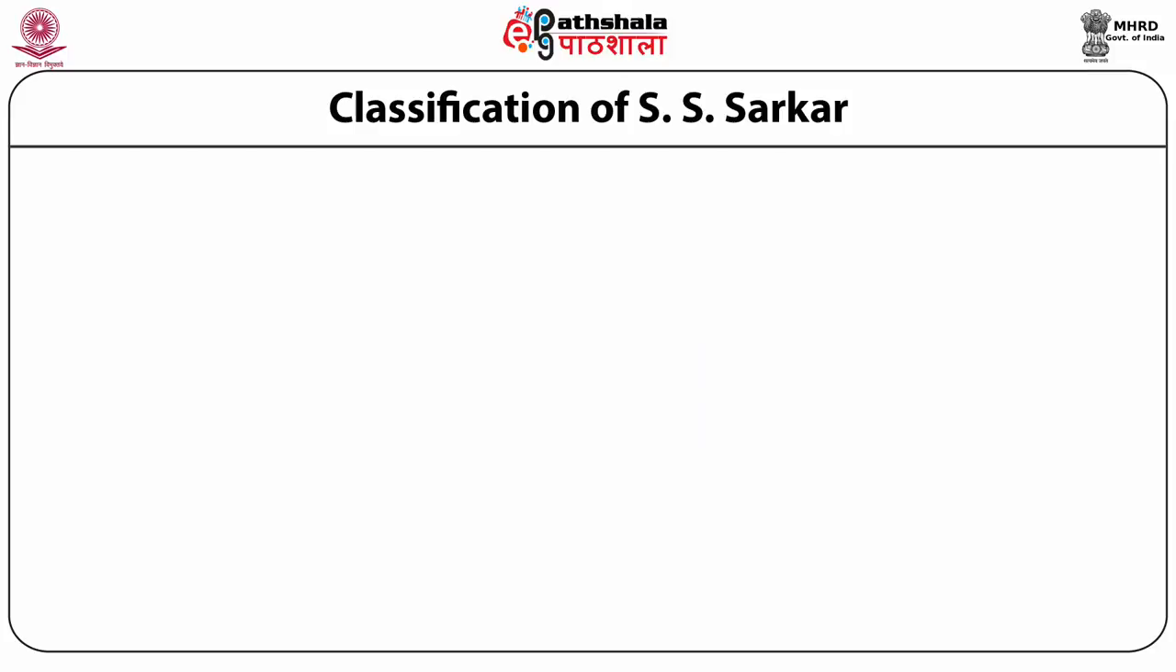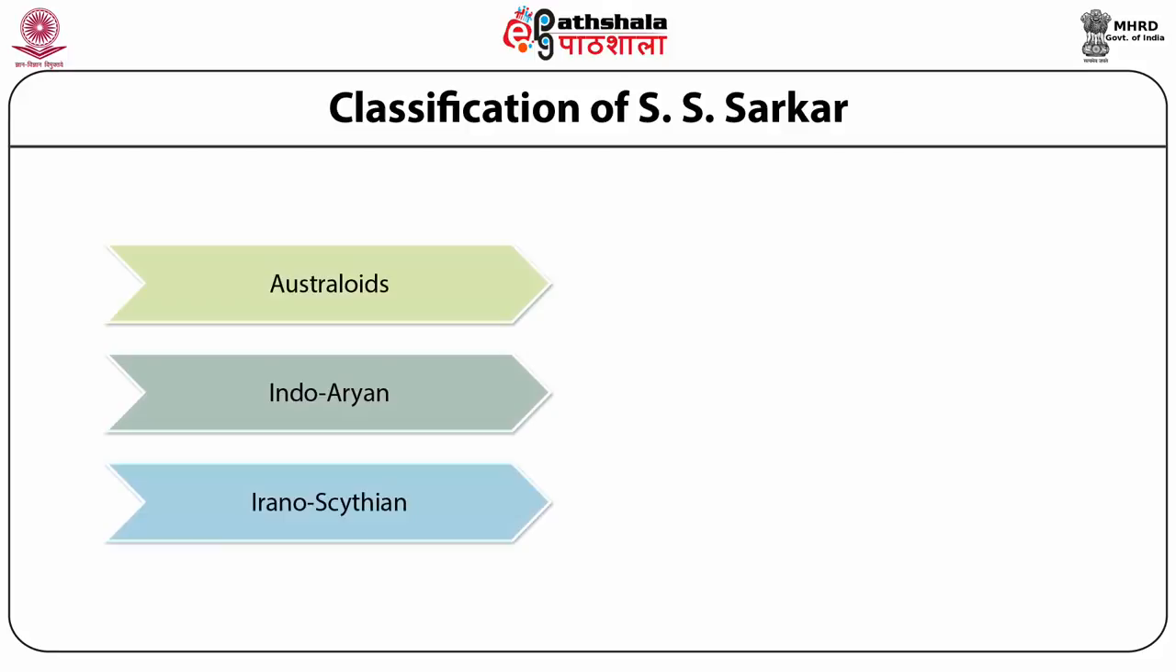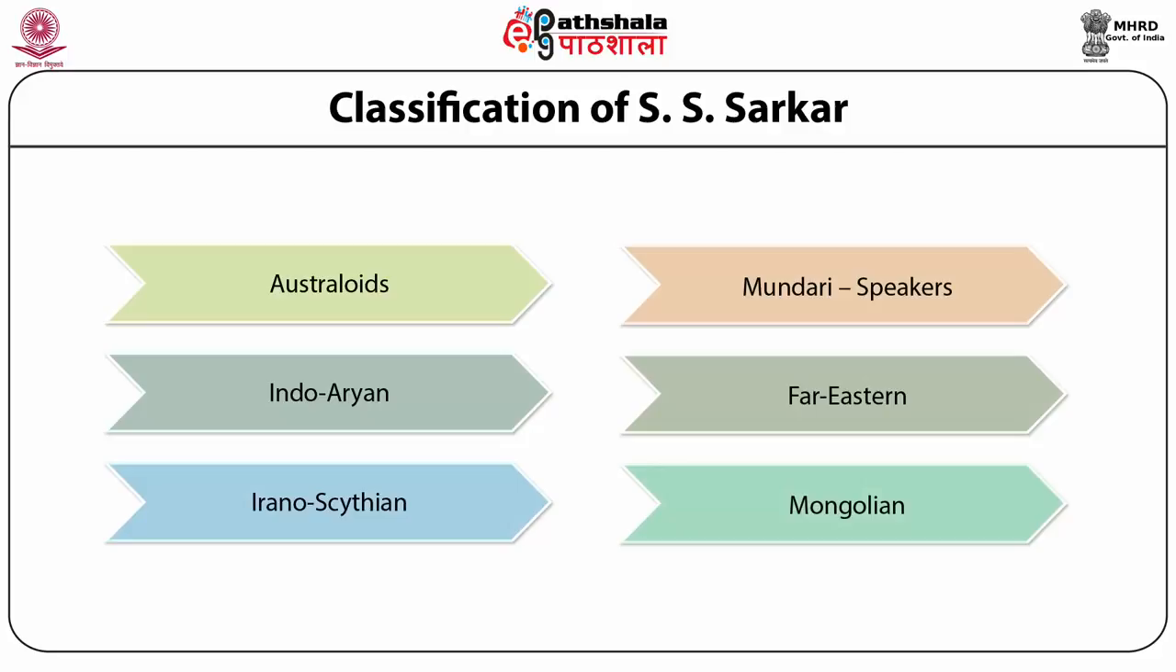Classification of SS Sarkar. According to SS Sarkar, six ethnic elements constitute the main types of the population of India. These are the Australoid, Indo-Aryan, Iranian, Mundari speakers, Far Eastern and Mongolian. The Australoid. The Australoids are known by different names like Proto-Australoid, Pre-Dravidian, Nisada and Vedid. Certain types of South Indians like Urali, Kanikkar, Malapantaram, Paniyan, Kadar and such other tribes are to some extent preserving the original form of Australoids.